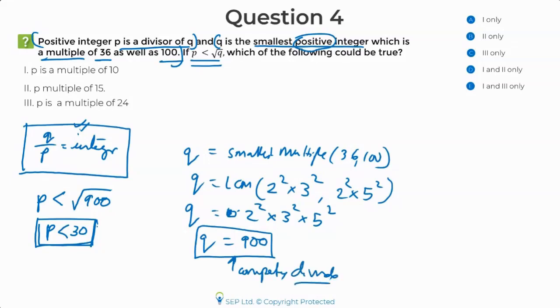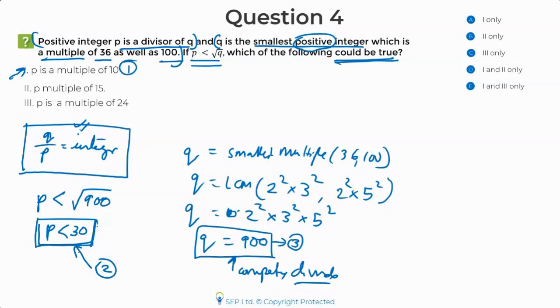Now, last, the question is which of the following could be true? So they are not looking for a must be true. I just want to figure out a possibility. Is there a possible value, a possibility of the particular statement being true or not? The first statement is P is a multiple of 10. It should be less than 30. I have two constraints: it should be less than 30, and it should divide 900. Can you tell me of values which are a multiple of 10, divide 900, and are less than 30?